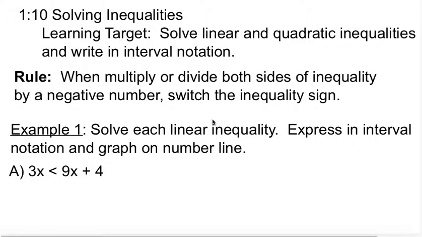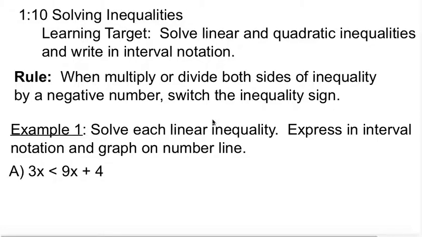So we have this rule about inequality signs and when you switch them and when you do not. The rule says when you multiply or divide both sides of an inequality by a negative number, we have to switch the inequality sign. When you add or subtract both sides by a negative number, we don't switch the inequality sign. Only when you multiply or divide both sides of an inequality by a negative number do we switch the inequality sign. So let's come down here to the first example.